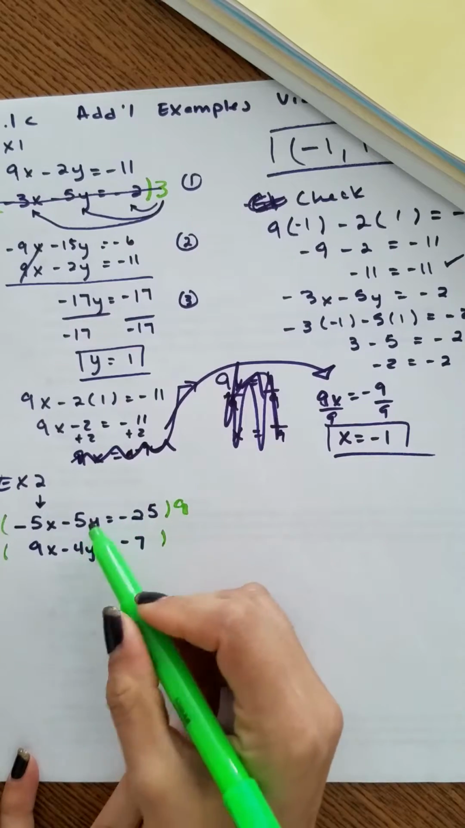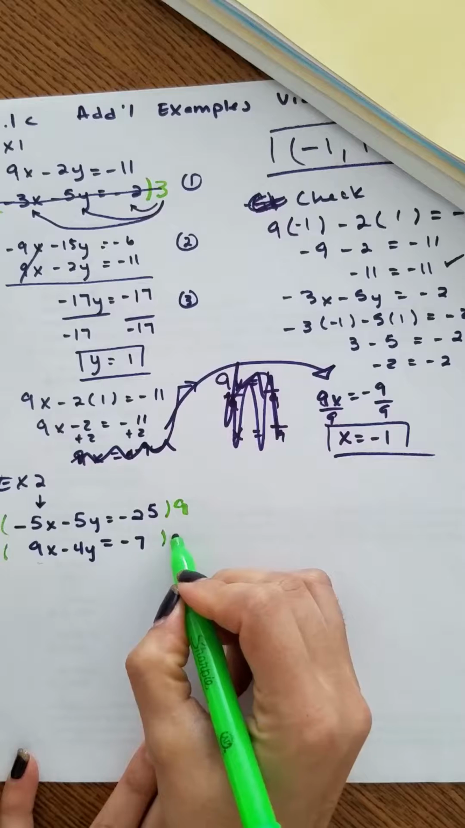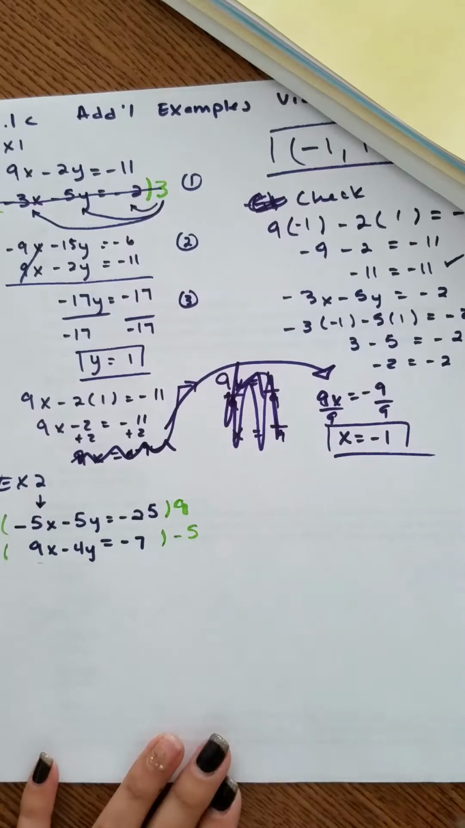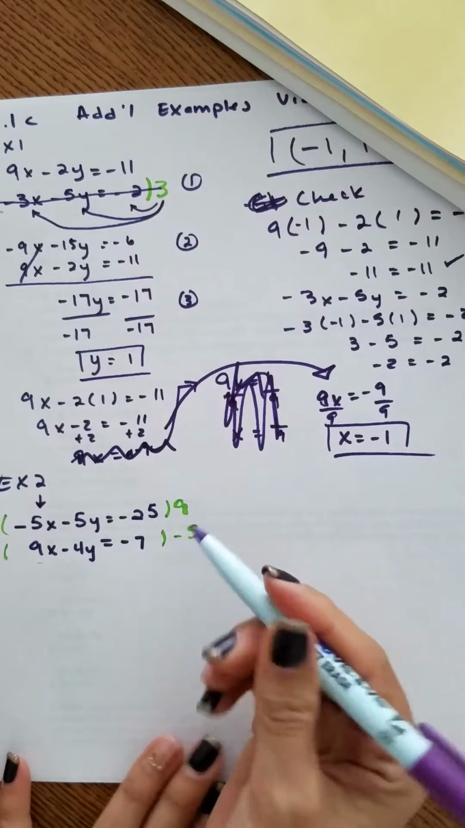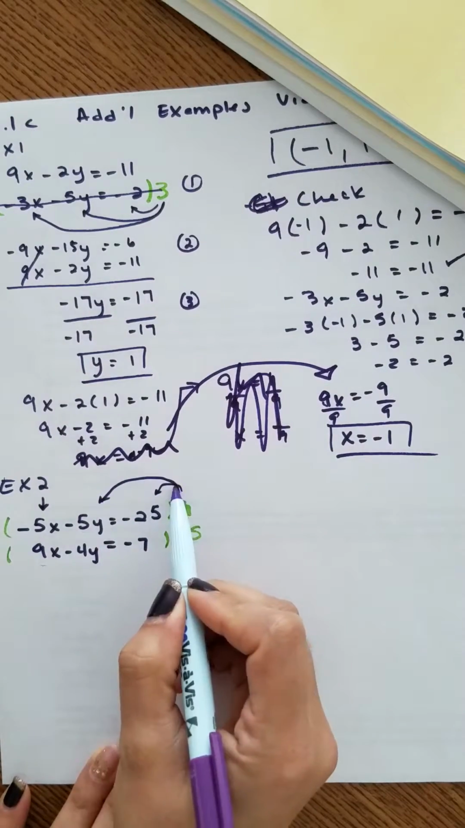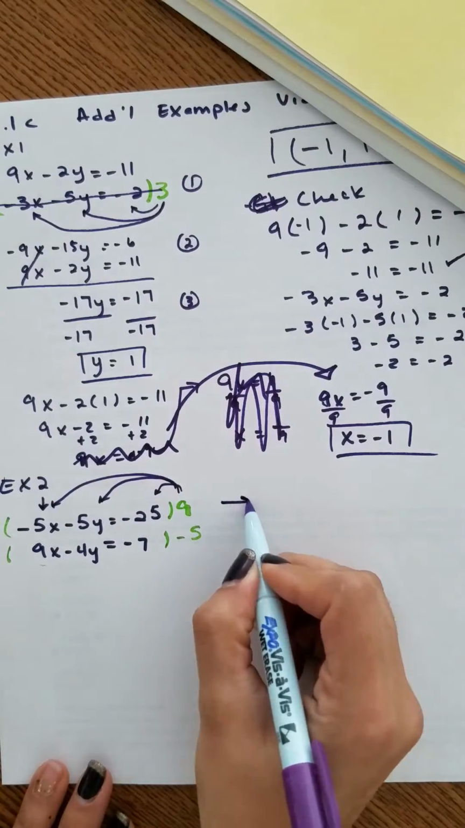So I'm going to multiply the top one by 9 because it's this coefficient here, and I'm going to multiply the bottom one by negative 5, which is the coefficient right here. So then we're going to go ahead and distribute those terms. So 9 times negative 5, 9 times negative 5, and 9 times negative 25. So I'm just going to rewrite them over here.